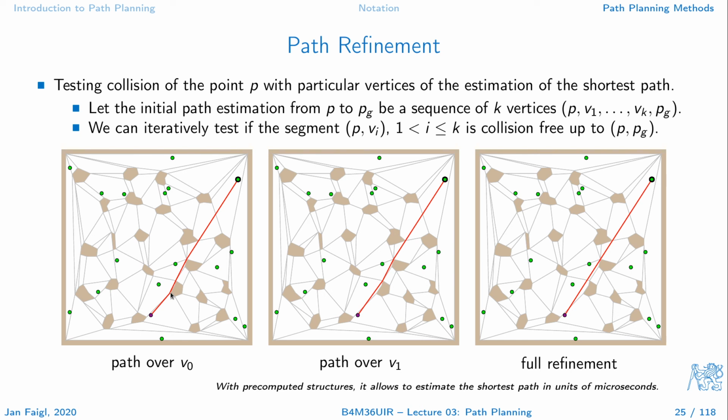We have the shortest path from the visibility graph, from the vertices, and then we can ask, okay, if there is a collision from this point to the first, this is the 0, this is the first vertex 1, and if so, we can shorten, and we can ask for a full refinement. In this case we are lucky, so there is a direct connection without collision. So a practical implementation answers the queries in microseconds. Of course, it's not the optimal path.